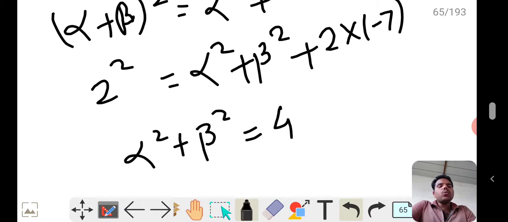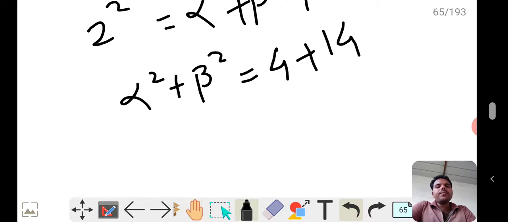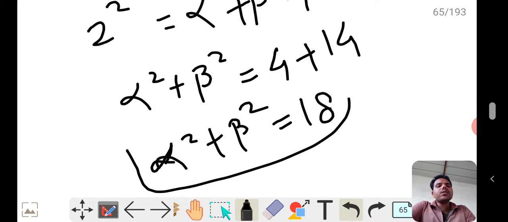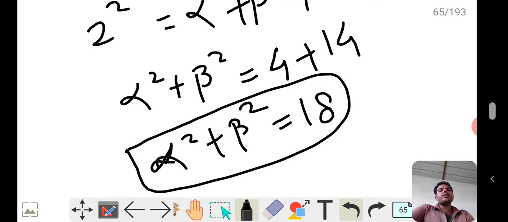These 2 into minus 7 is minus 14. This minus 14 comes on the left side, that is on the 4 side, and becomes plus, that is 4 plus 14. Okay, so from this we can write alpha square plus beta square is equal to 18. So this is our first solution. Alpha square plus beta square is equal to 18.